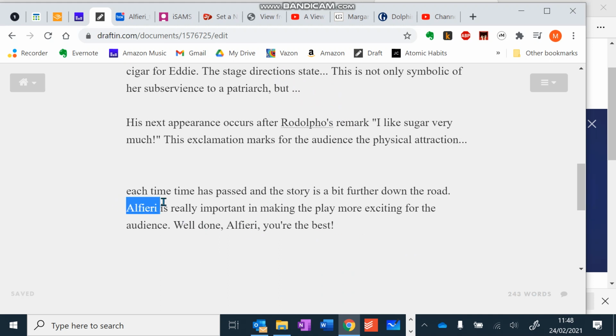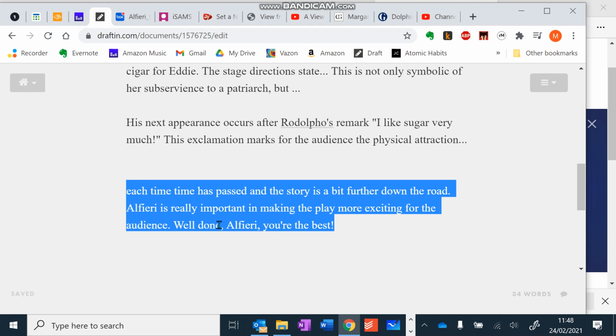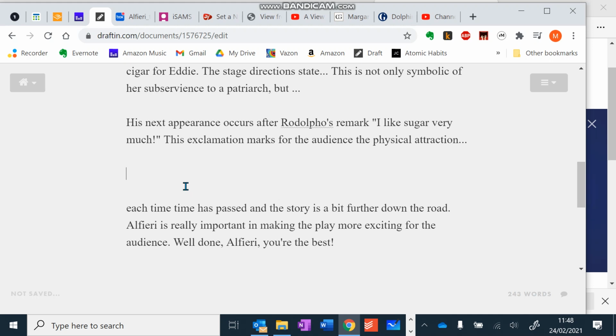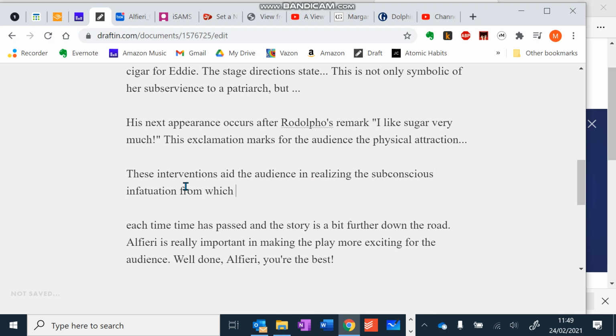And now we've just got this last bit here, which is left over. Now, I'm being a bit silly with this last remark, but the spirit here is that Alfieri does make the play better. I think we can get something like that in. So these interventions aid the audience in realizing the subconscious infatuation from which Eddie is suffering and heighten the dramatic irony on stage.